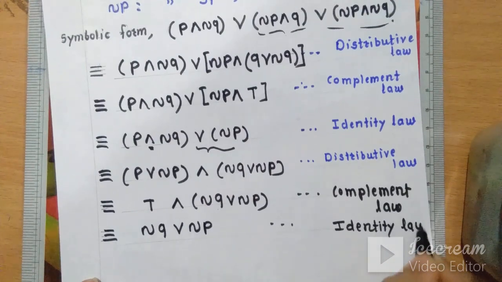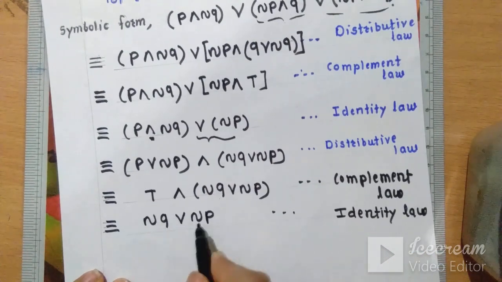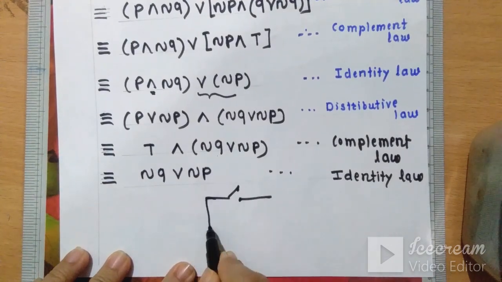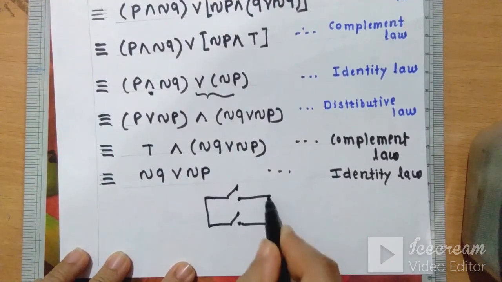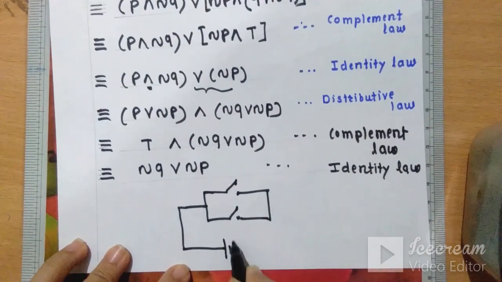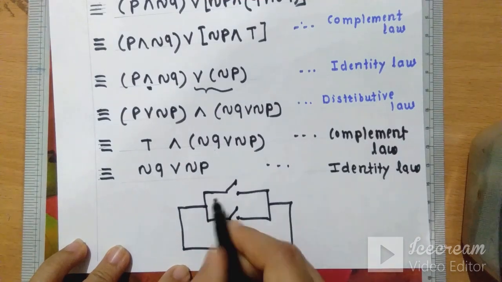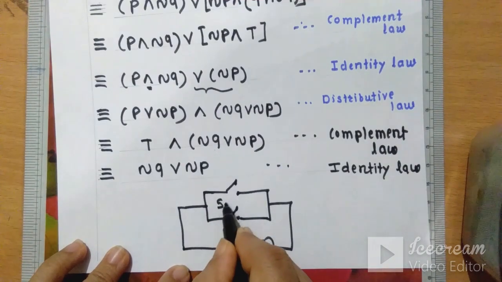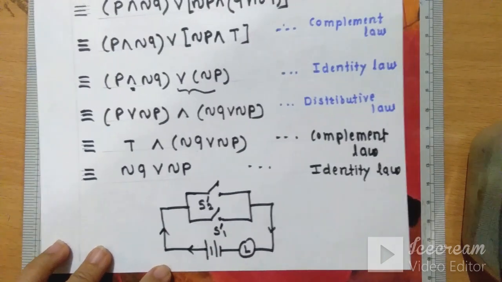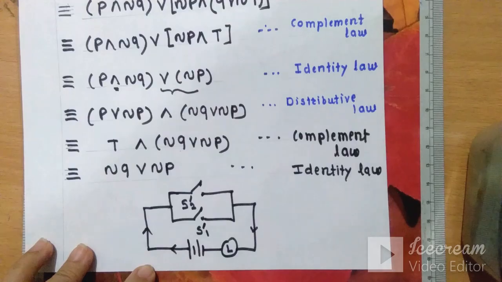And so this simplified circuit is, since it is disjunction, disjunction means two switches are in parallel, so this is second switch, attach battery, and then lamp. First switch is negation Q means S2 dash, second one negation P means S1 dash and show the flow of current. So this is the simplified circuit.